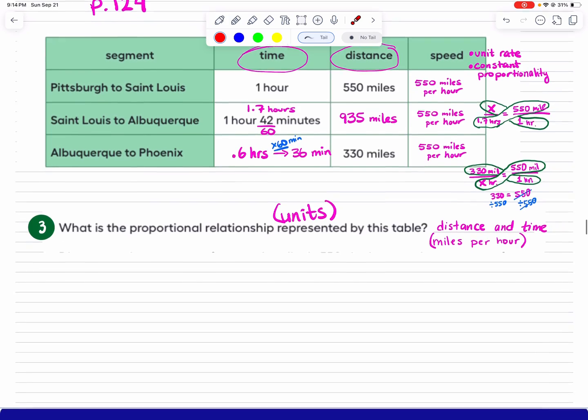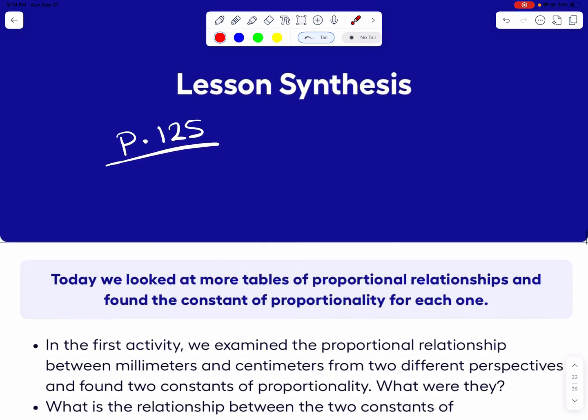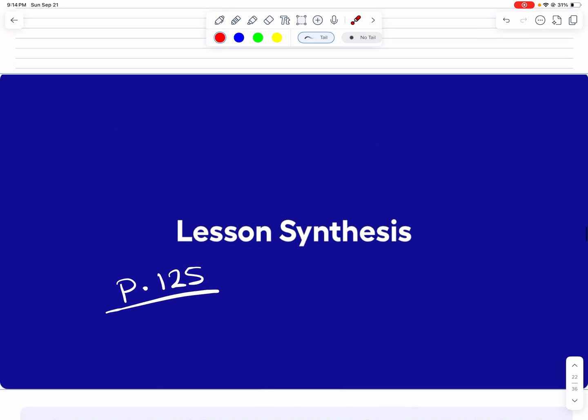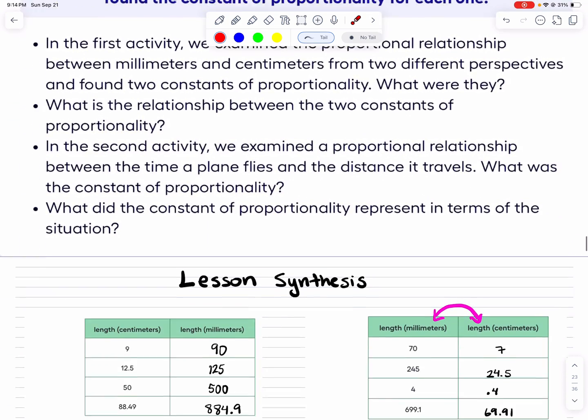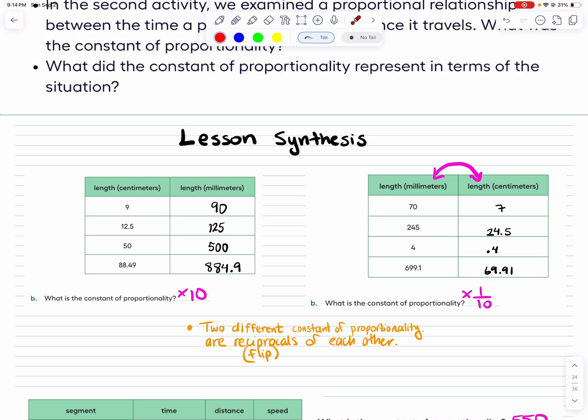And then number 4, I am skipping that one. So in today's lesson, to encapsulate everything together, we had two tables that had the same measurements, centimeters and meters, but one of them was flipped around, so that way it was millimeters and centimeters. You notice that the difference makes a reciprocal. You have two different constants of proportionality and they are reciprocals of each other. In this case, it was times 10. And in this case, it was the flip version, times 1 over 10 or divide by 10. Both are exactly the same.